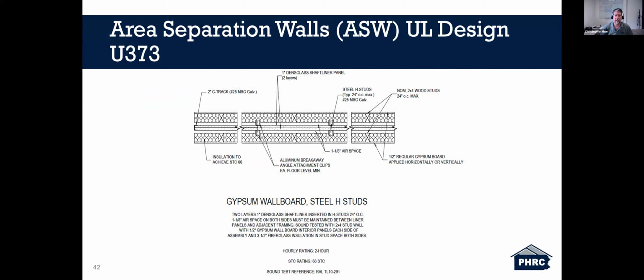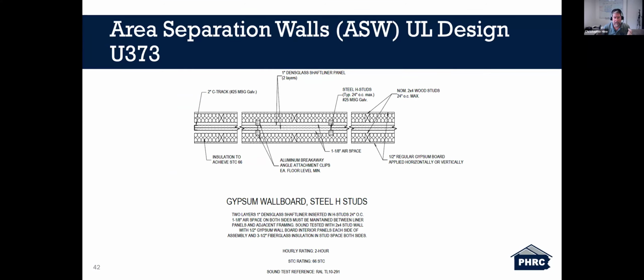This is looking at the same design, but a couple different design techniques that are pretty important that I want to call out. So this again jumps back to the UL design, U373. Remember in the previous slide, it called out for a minimum 3/4 inch airspace between the framing and the area separation wall, or the shaft wall itself. This detail here calls out for 1 1/8 inch.